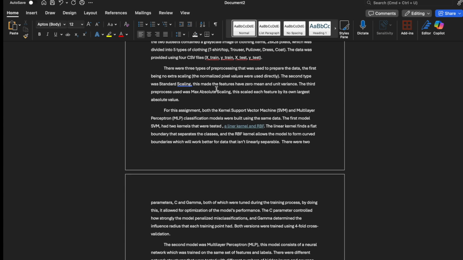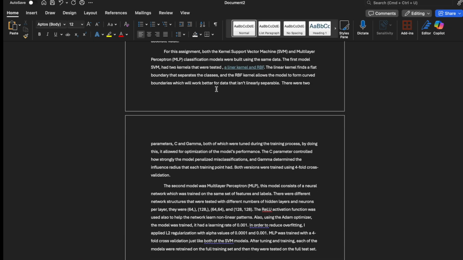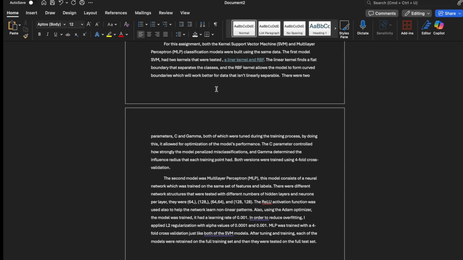Okay, and we used three types of pre-processing to prepare the data. The first one is no extra scaling, meaning the data was just normalized. The second type was the standard scaling, and the third was the max absolute scaling. So, starting off with SVM, there were two kernels, a linear and an RBF.